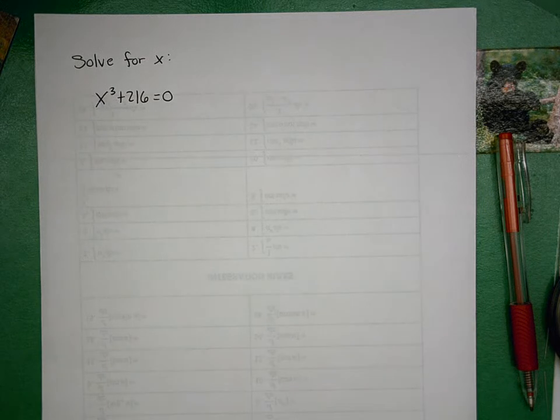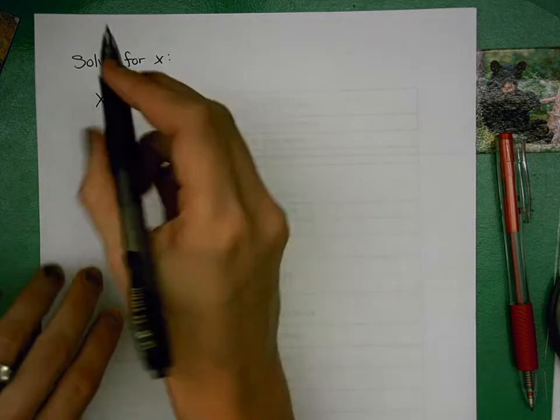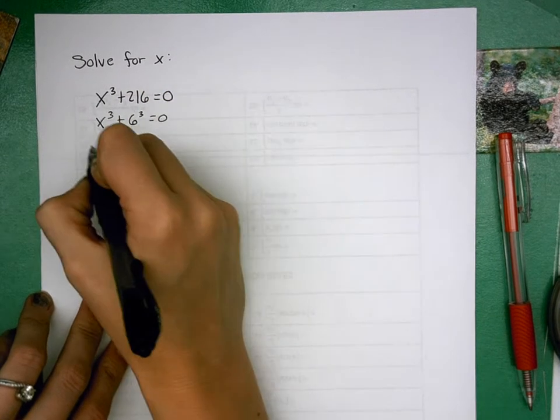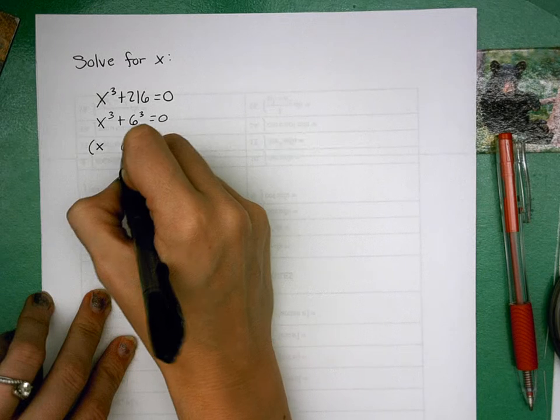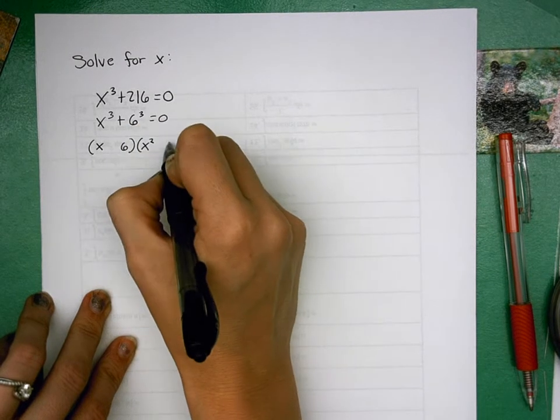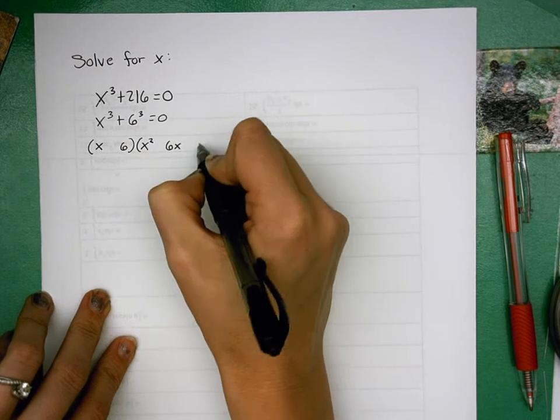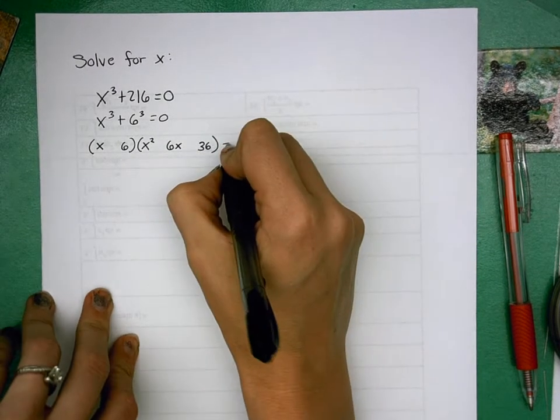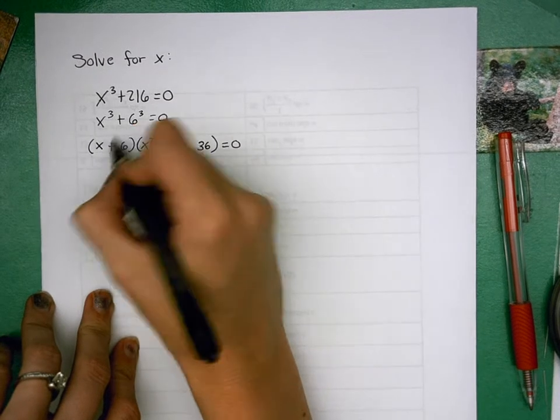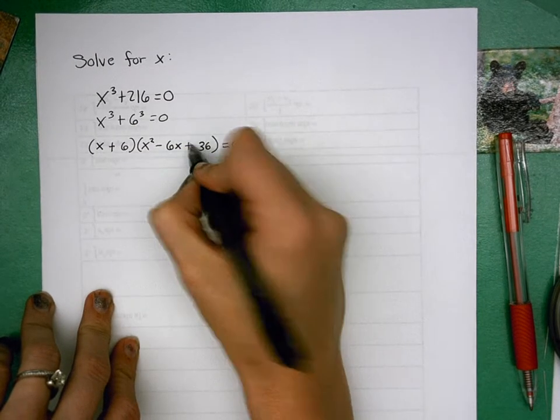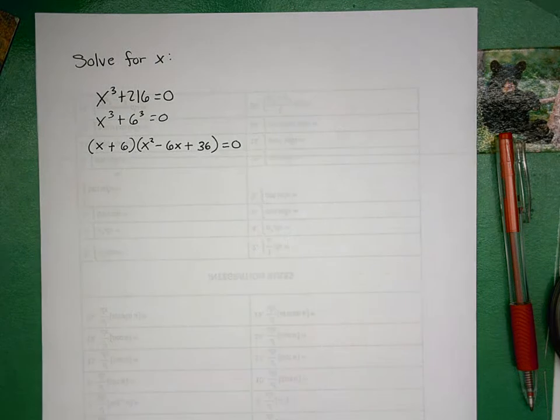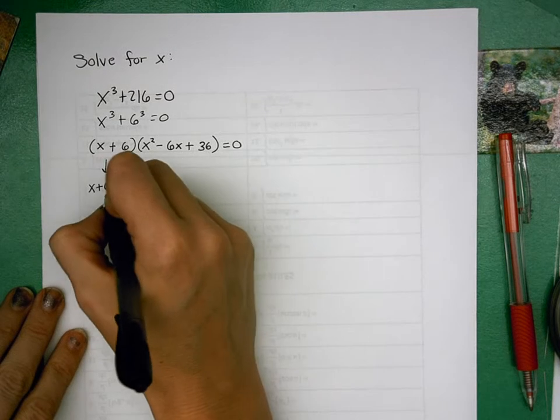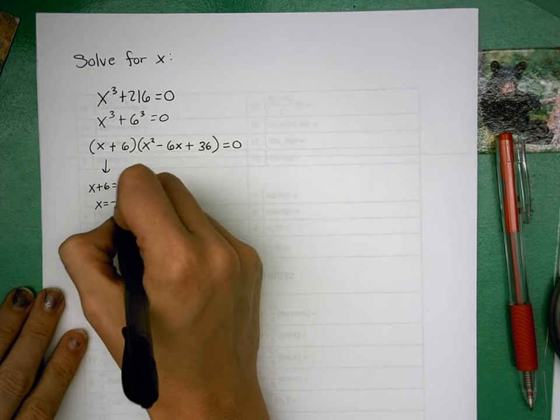Okay, so here we go. Cubic factoring. This is the same thing as x cubed plus 6 cubed. Okay, so we have first term, second term, first term squared, first term times second term, second term squared. And then for your signs, you are SOAPing it, right? So same, opposite, always positive. Okay, so here we go. Solving this, x plus 6 equals 0. If I subtracted the 6 over, we'd get x equals -6.